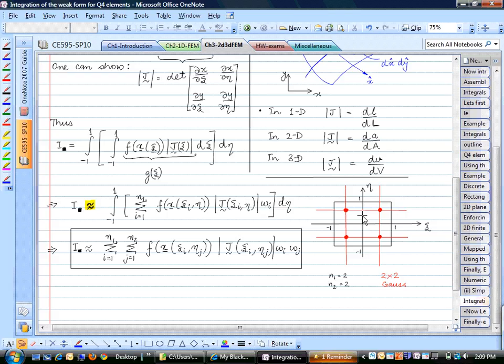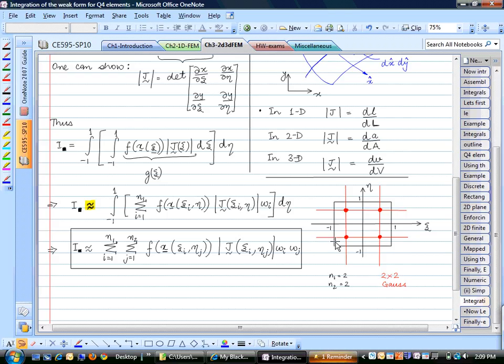So try to imagine you have a square plate and you have some 3-dimensional function over that. What we're saying is calculate the value of the function right in the middle of the plate and multiply it with the area of that square. Area of the square is 2 times 2, 4. That's 2 times 2, 4 right here.